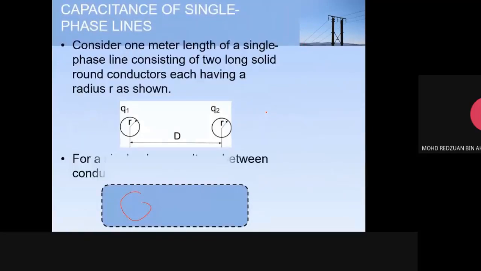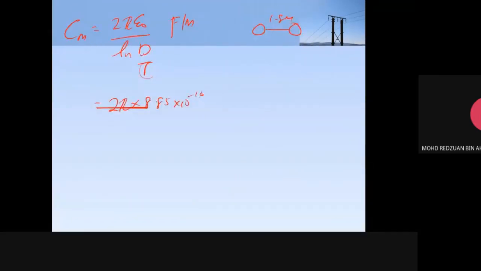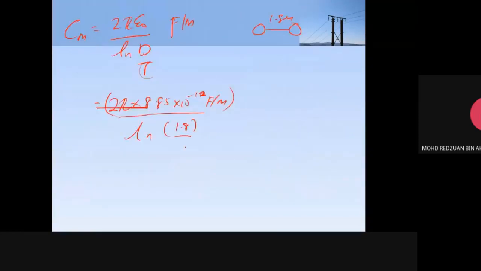Minus 12 farad per meter. It's 12 farad per meter. This value divided by ln D is 1.8 meters over R. R is 25 millimeter, 25 times 10 minus 3 meters. This is farad per meter. So you will get the answer for this example.